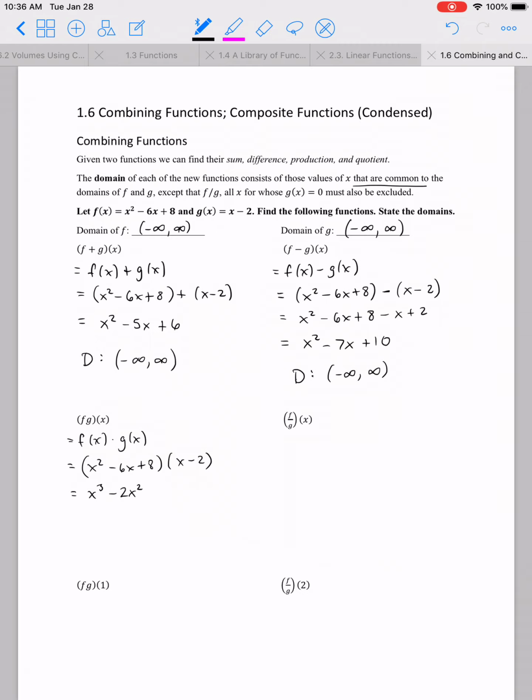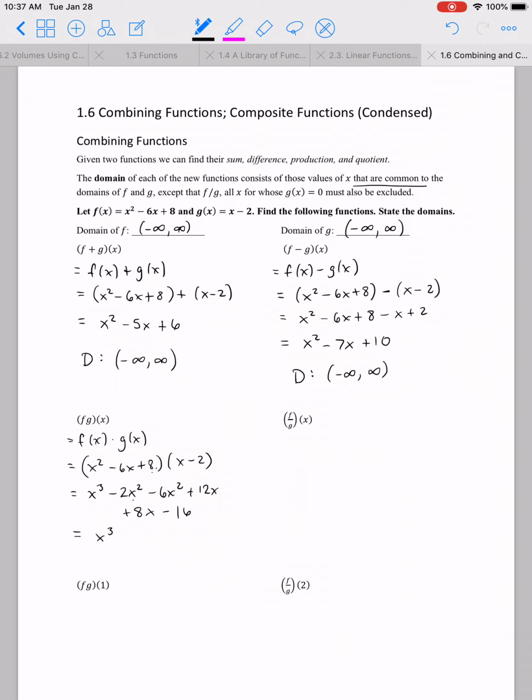Then we move to the negative 6x. Negative 6x times x is minus 6x squared. Negative 6x times negative 2 is plus 12x. Then we do the 8. 8 times x is plus 8x. 8 times negative 2 is minus 16. Go through and combine all the like terms. There's only one x squared, x cubed.